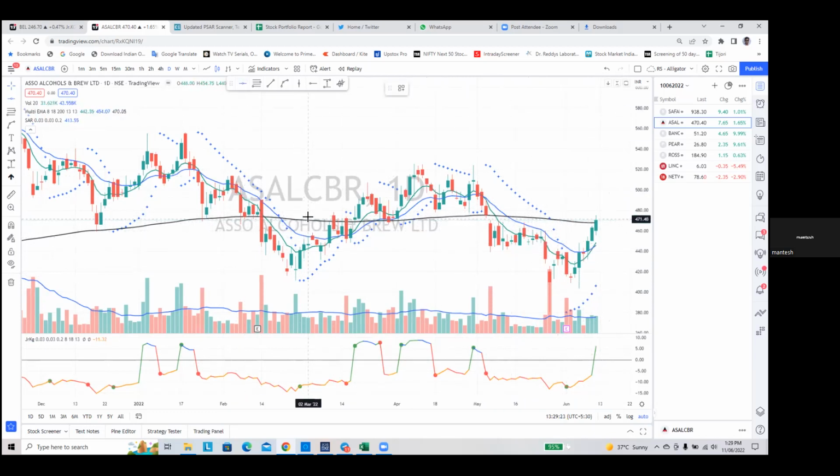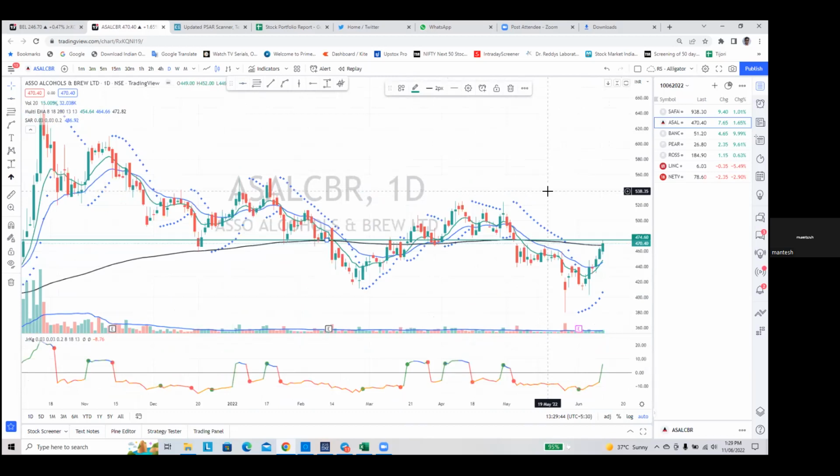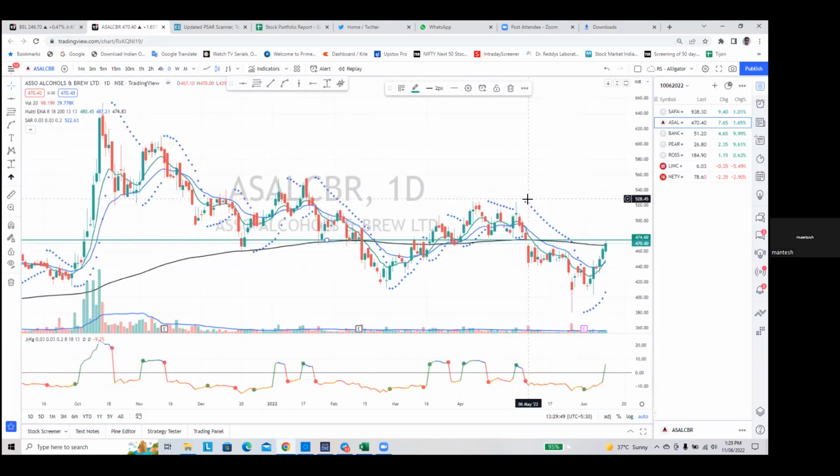So for me, I will wait for the price to close above this. Right now the price has closed at 470. I will wait for the price to close above 475, or I will put my GTT order at 475. That's it. As soon as the price closes above 475, my GTT order is triggered. You don't need to sit and watch what's happening in the market on a daily basis.